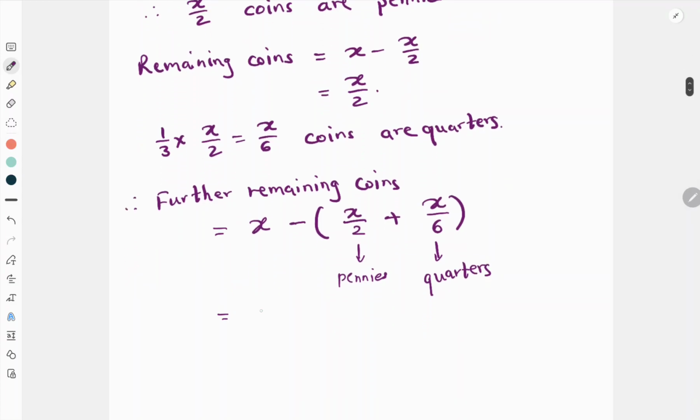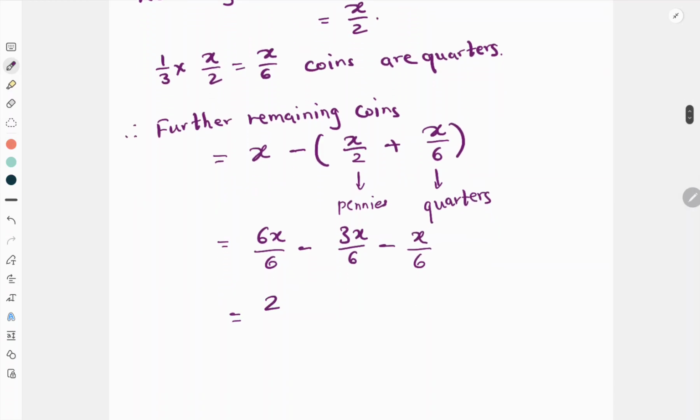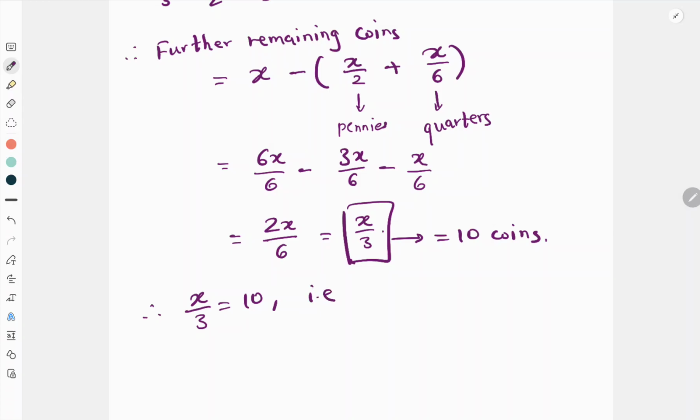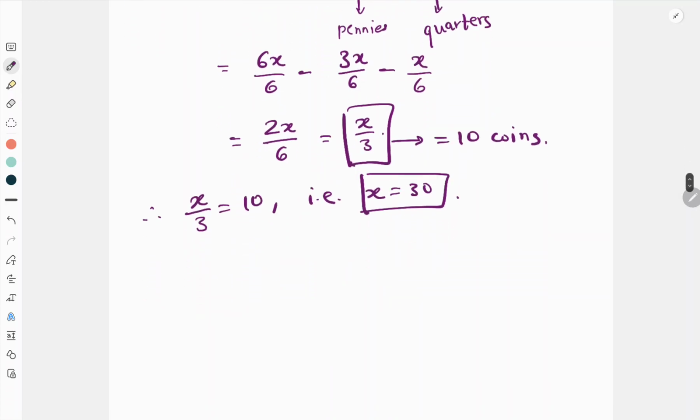So let's equalize the denominator. This is 6X divided by 6 minus 3X divided by 6 minus X divided by 6, which is 2X divided by 6, which is also X divided by 3. But we know that the remaining coins are 10. So we are given that this is also equal to 10 coins. Therefore X divided by 3 is equal to 10. That is X is equal to 30. So John had 30 coins to begin with.